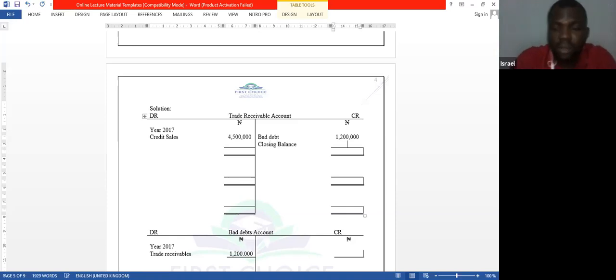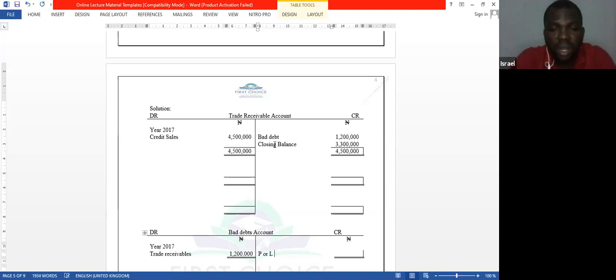Our balance to be 3.3. So addition of these two will be 4.5. So we have closed the account for trade receivables for year 2017. So we come to the bad debt. The bad debt is always closed to which account? It's always closed to the profit or loss account. It's very close to profit or loss account.